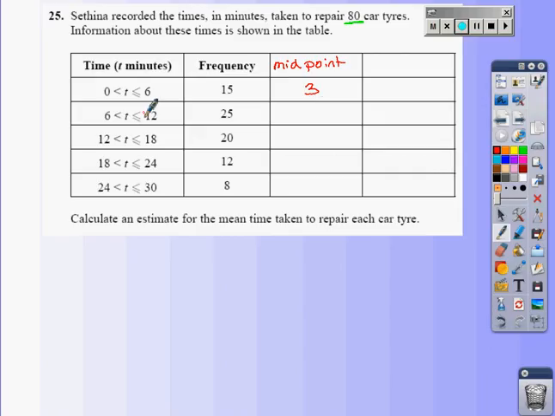So the midpoint between 6 and 12 will give me 9. Between 12 and 18 will give me 15. Between 18 and 24 will give me 21. And between 24 and 30 is 27.